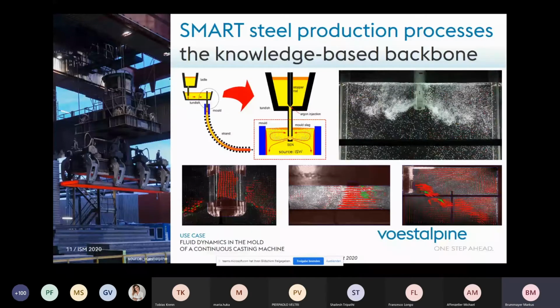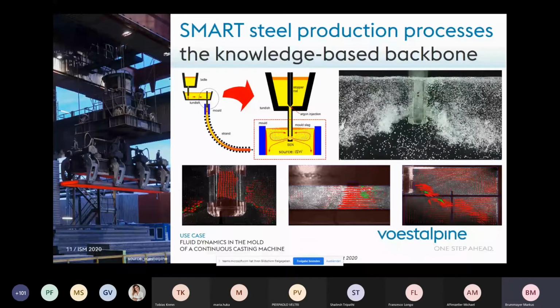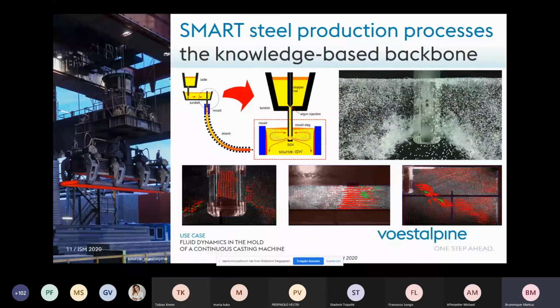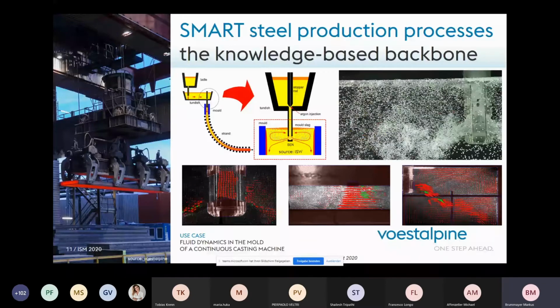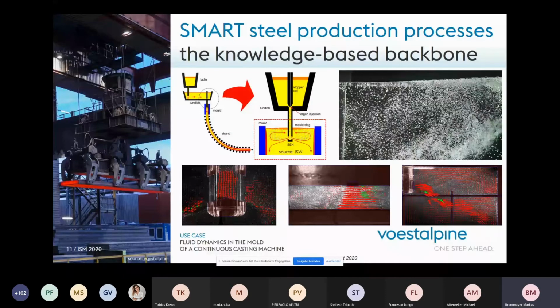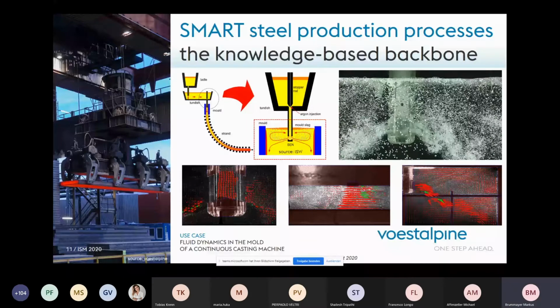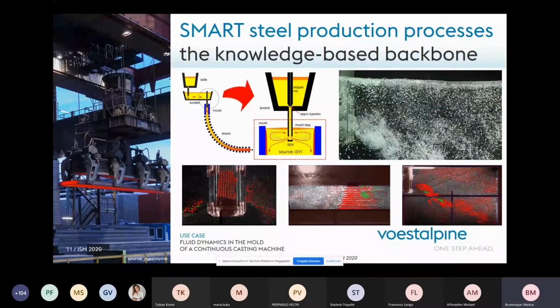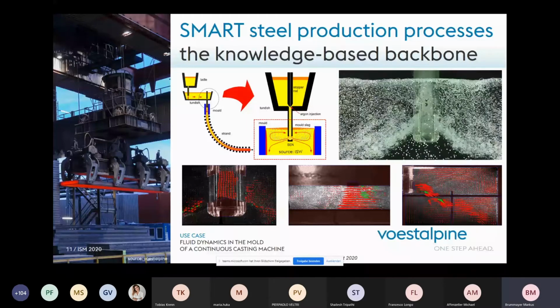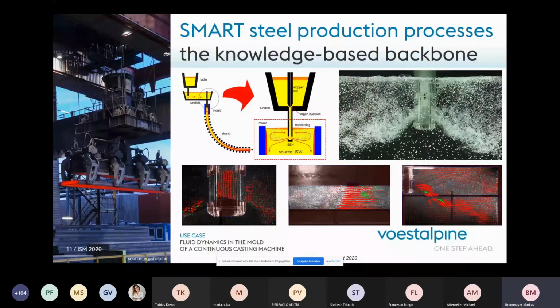The first possibility you can see here is doing experimental simulations with water models. Why can we do this? You have to notice that the kinematic viscosity of water at a temperature of 20 degrees Celsius is similar to the kinematic viscosity of liquid steel at a temperature of about 1600 degrees Celsius. You can see here a two-phase flow. We need water-air behavior, which is quite similar to argon and liquid steel behavior in the mold.